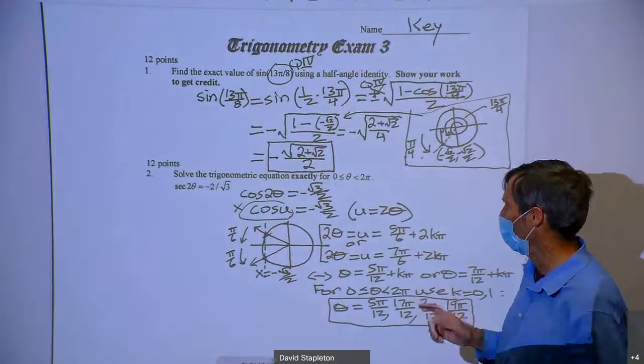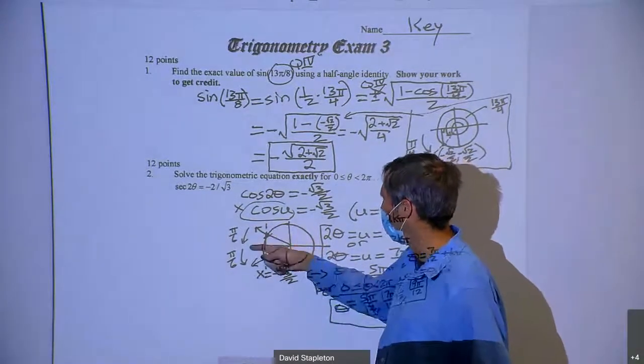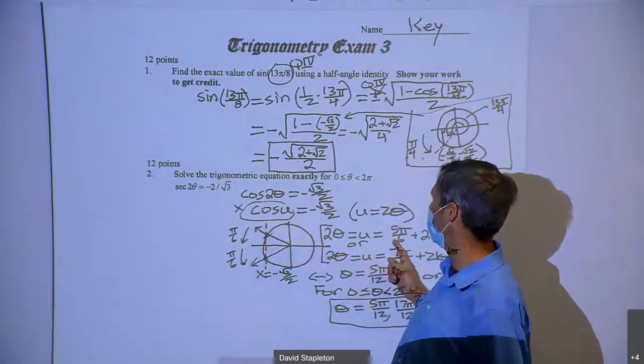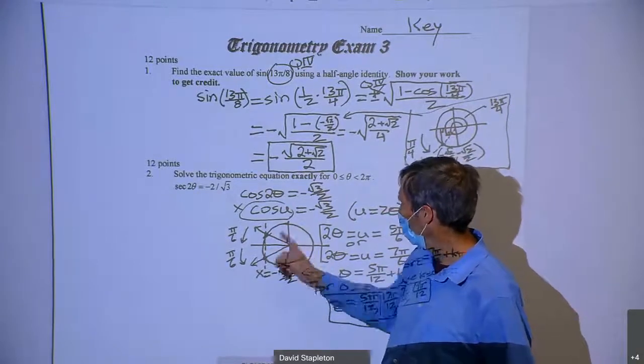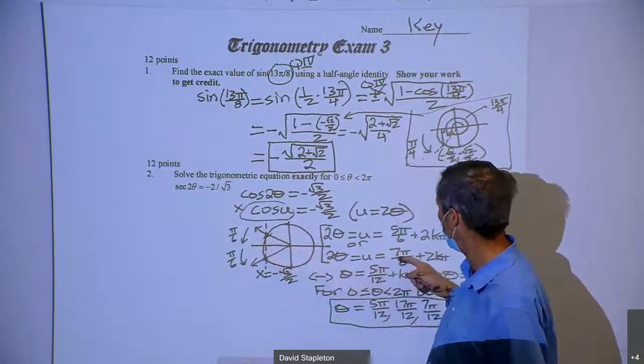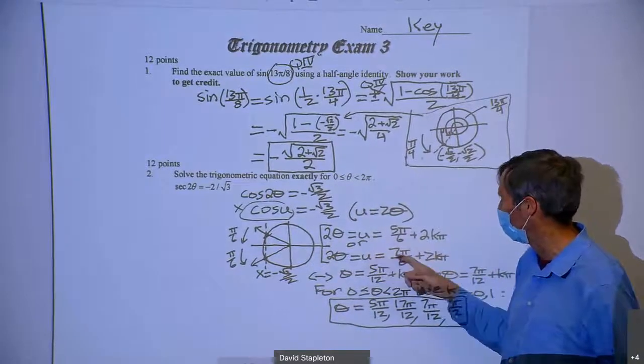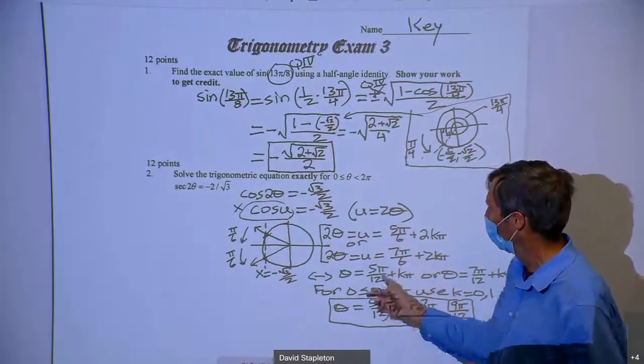So now I know what the angles are, right? To get to this one, I take pi back up pi over 6. That's 5 pi over 6. To get to this one, I take pi and go forward pi over 6. That's 7 pi over 6. So you can be 5 pi over 6 or 7 pi over 6 within one rotation.